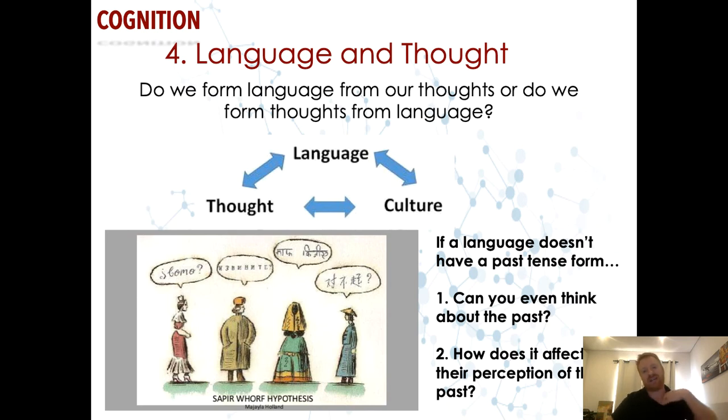So when we look at language and thought, how do we form language, and how do we form it from our thoughts? Or is it the other way? Do our thoughts come from our language? So this is the question of, do we express our thoughts with language, or do we have thoughts because of language? So are you capable of having a thought that you cannot express in language? So is it dependent upon the language that you know?